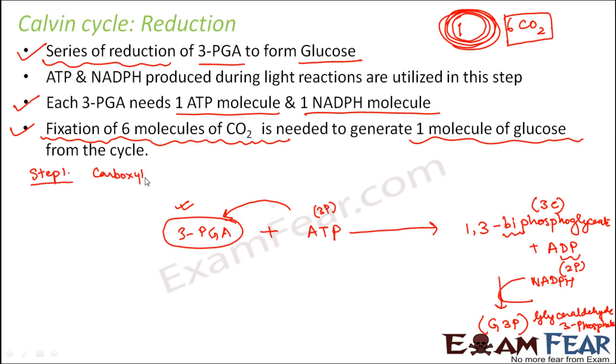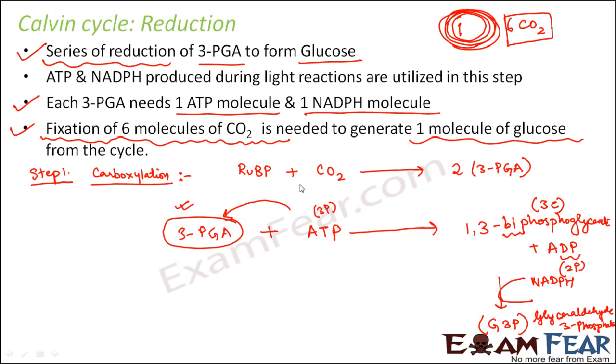Step 1 was carboxylation. So let us write down the equation for carboxylation once again. What happens in carboxylation? RuBP combines with CO2, and it forms 2 molecules of 3-PGA, right? I explained this to you. This is a 5-carbon molecule, this is 1 carbon. So a 6-carbon unstable compound is formed which breaks into 2 3-carbon compounds, right?